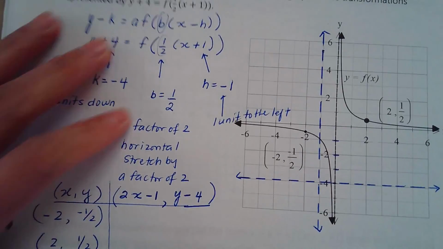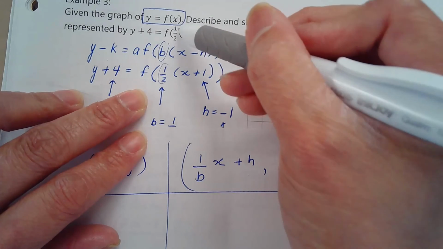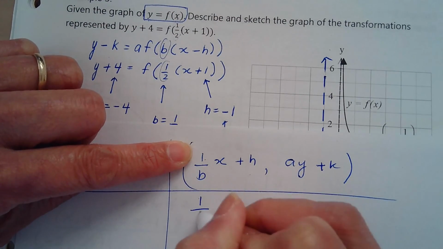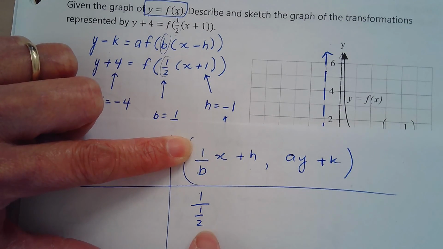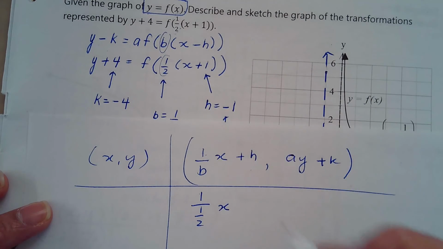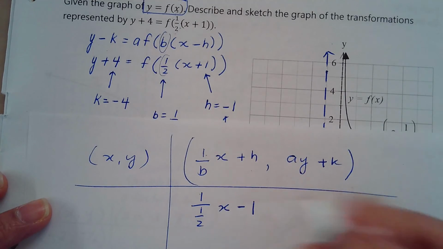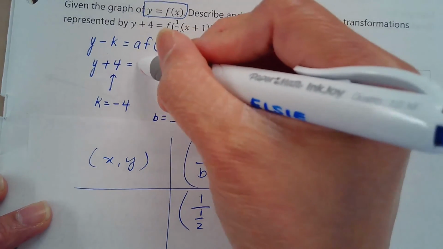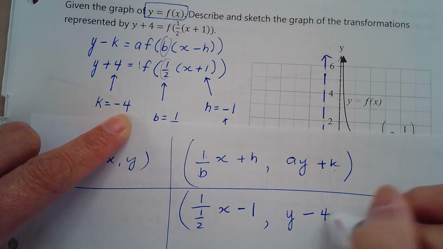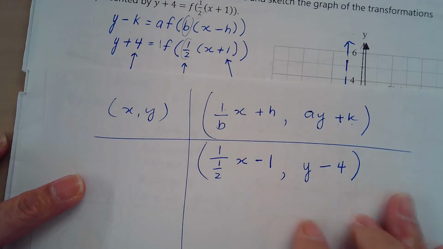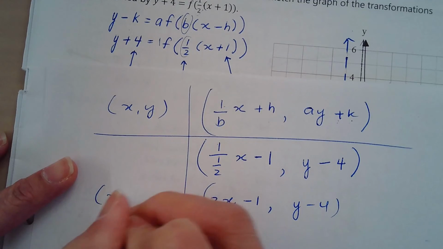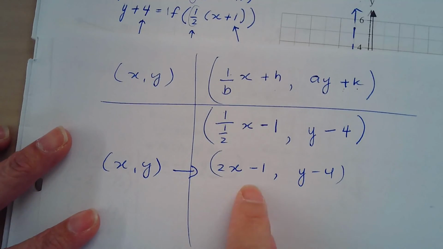Because they say it's 1 over b, b is 1/2. So imagine this is going like this. 1 over 1/2. Is that better? You go 1 over 1/2, that's just the same thing as 2 times x, okay? h is going to be -1, so plus -1, so it's -1. And then a here is 1, so that's going to be 1. y plus k, so plus -4, so -4. So we clean it up, because we don't want to write it like that, right? 1 divided by 1/2 is just 2x minus 1, and then y minus 4. So x, y maps to 2x minus 1, y minus 4.